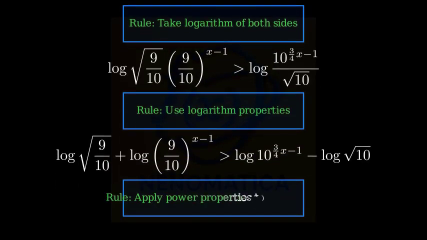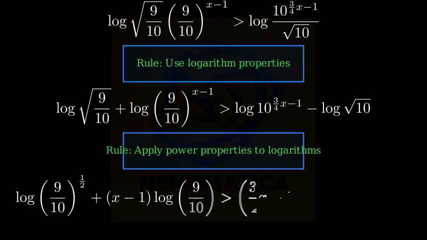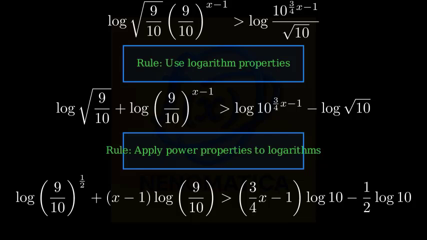For the square roots, we use the fact that square root is the same as raising to the power of 1/2. This gives us log of 9 over 10 to the power of 1/2 plus x minus 1 times log of 9 over 10 is greater than 3/4 x minus 1 times log of 10 minus 1/2 times log of 10. We're making good progress in simplifying our inequality.